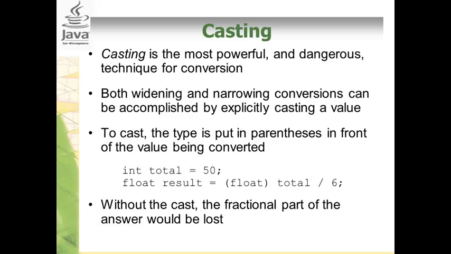Another example. Say 50 divided by 6. 50 divided by 6 will get 8 point something. But the answer will be 8, not 8 point something. So in the case of integer divided by integer, we want to get the real result with the decimal point. But in this case, total is an integer, 6 is also an integer. How are we going to get the real answer with a decimal point?